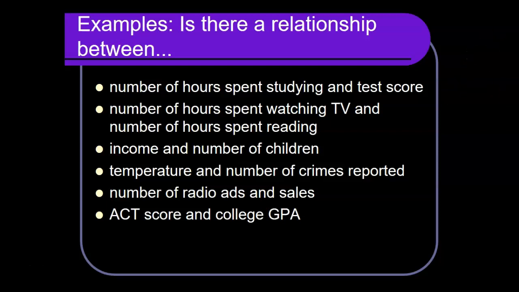Is there a relationship between the score that an incoming college freshman got on their ACT and what their grade point average in college turns out to be? Can you predict how well somebody will do in college by something like their score on the ACT test? Those are some examples of things that might or might not be related, but we'd like a way of studying and calculating and investigating whether there's a relationship and how strong it is.